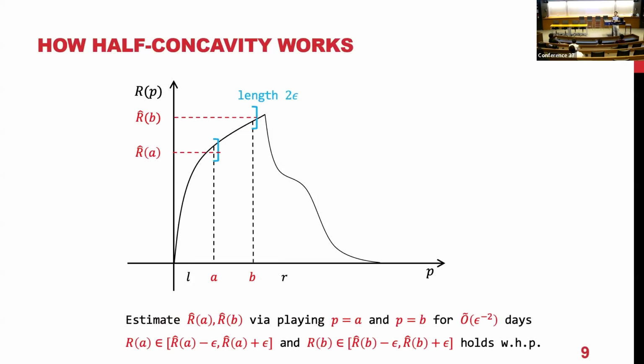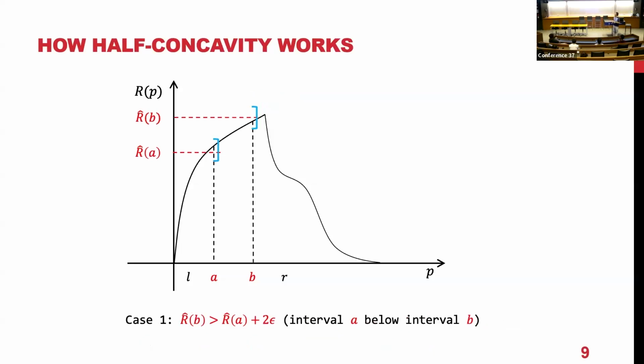for roughly 1 over epsilon squared rounds. And here you can imagine epsilon to be approximately 1 over square root T, so that if we are losing O of epsilon somewhere inside the algorithm, we are fine. So after doing 1 over epsilon squared rounds for both prices, we can have some estimates R hat A and R hat B, such that the values of RA and RB should fall inside confidence intervals with roughly a length of 2 epsilon. So we now have some confidence intervals.